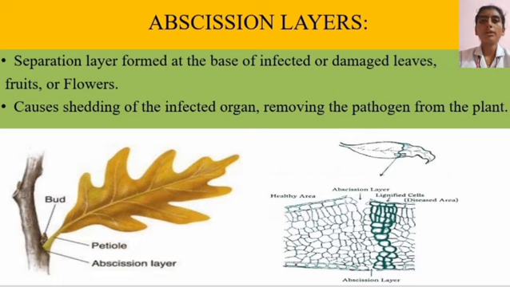Abscission layer formation. When a pathogen infects a small part of a leaf, fruit or flower, the plant may form an abscission layer. It is a thin layer of special cells that develops below the infected tissue. This layer acts like scissors, cutting off the infected part from the healthy plant. By doing this, the plant prevents the pathogen from spreading deeper into the rest of the healthy plant.